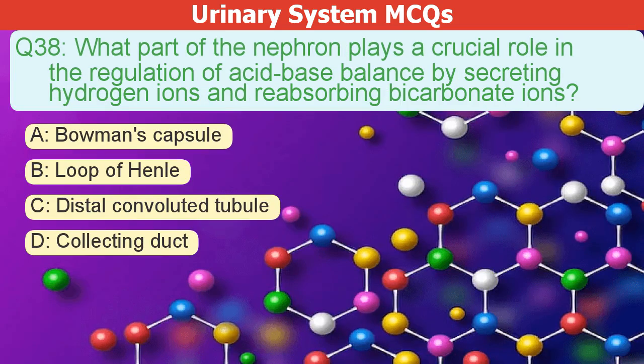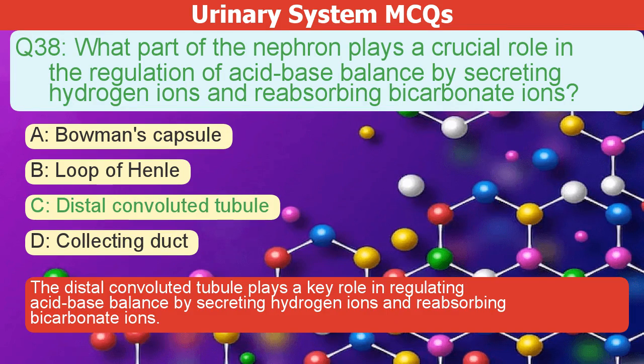What part of the nephron plays a crucial role in the regulation of acid-base balance by secreting hydrogen ions and reabsorbing bicarbonate ions? A. Bowman's capsule. B. Loop of Henle. C. Distal convoluted tubule. D. Collecting duct. The correct answer is C. The distal convoluted tubule plays a key role in regulating acid-base balance by secreting hydrogen ions and reabsorbing bicarbonate ions.